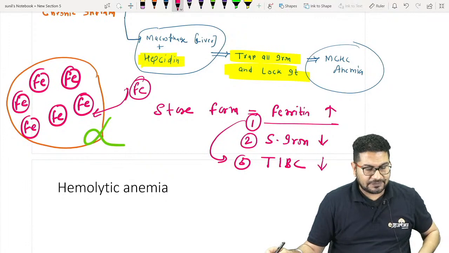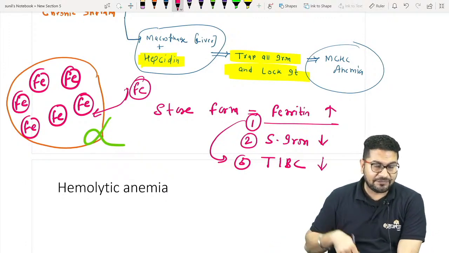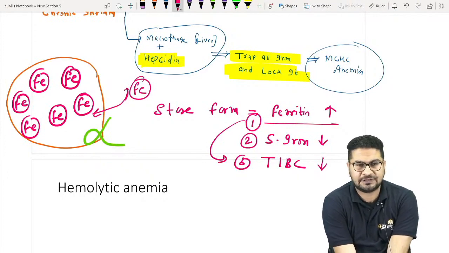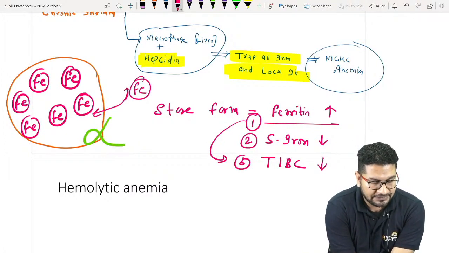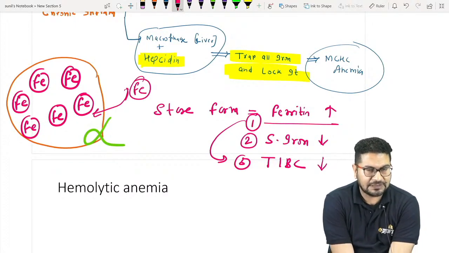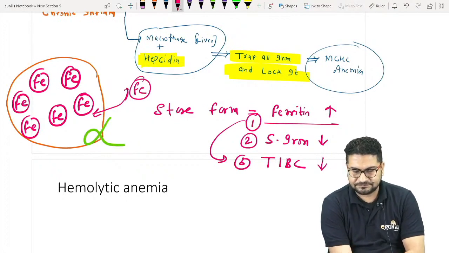Right? Okay, so understand the treatment of sideroblastic anemia. If it is congenital due to deficiency of ALA synthase, you cannot do anything. If it is due to vitamin B6 deficiency, then we should give pyridoxine. Is it clear? So generally we give pyridoxine to the patient.